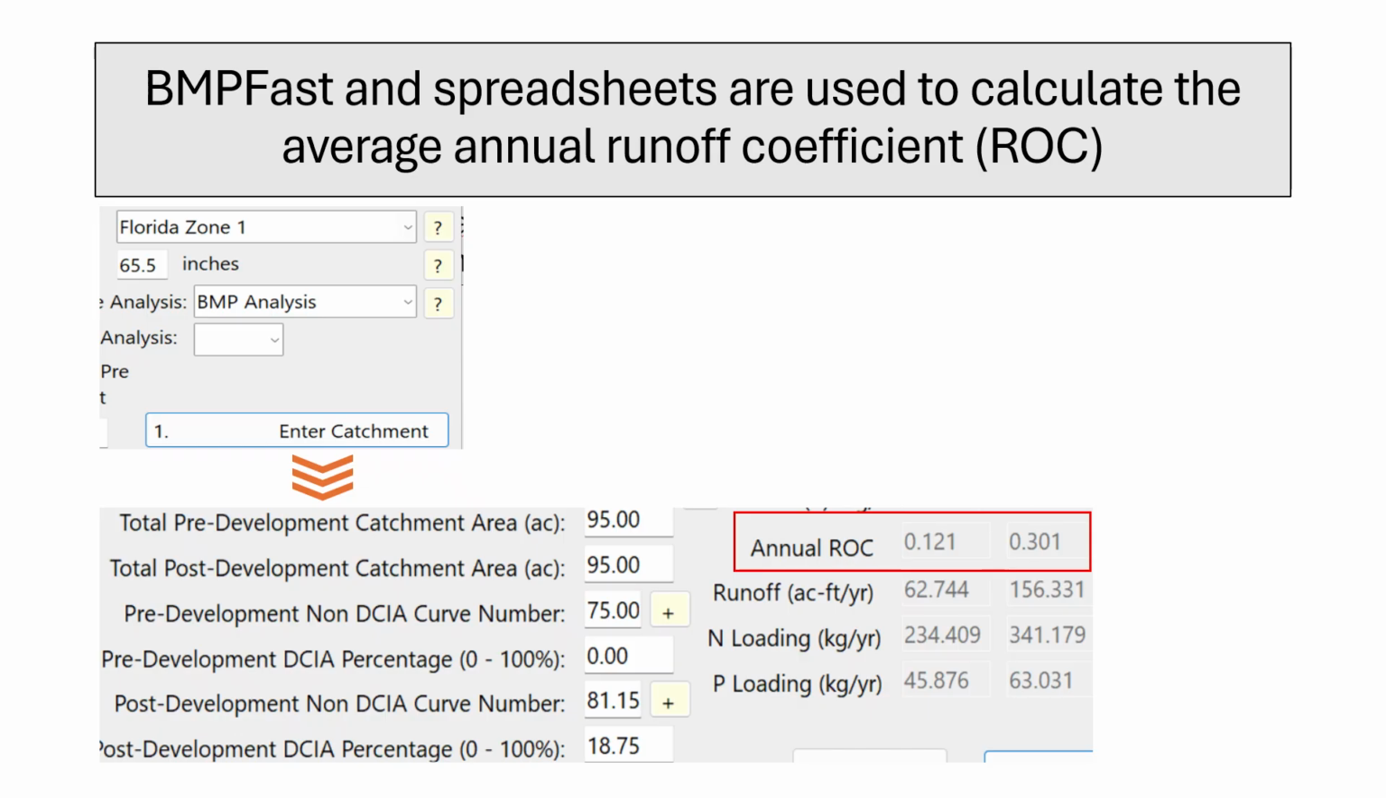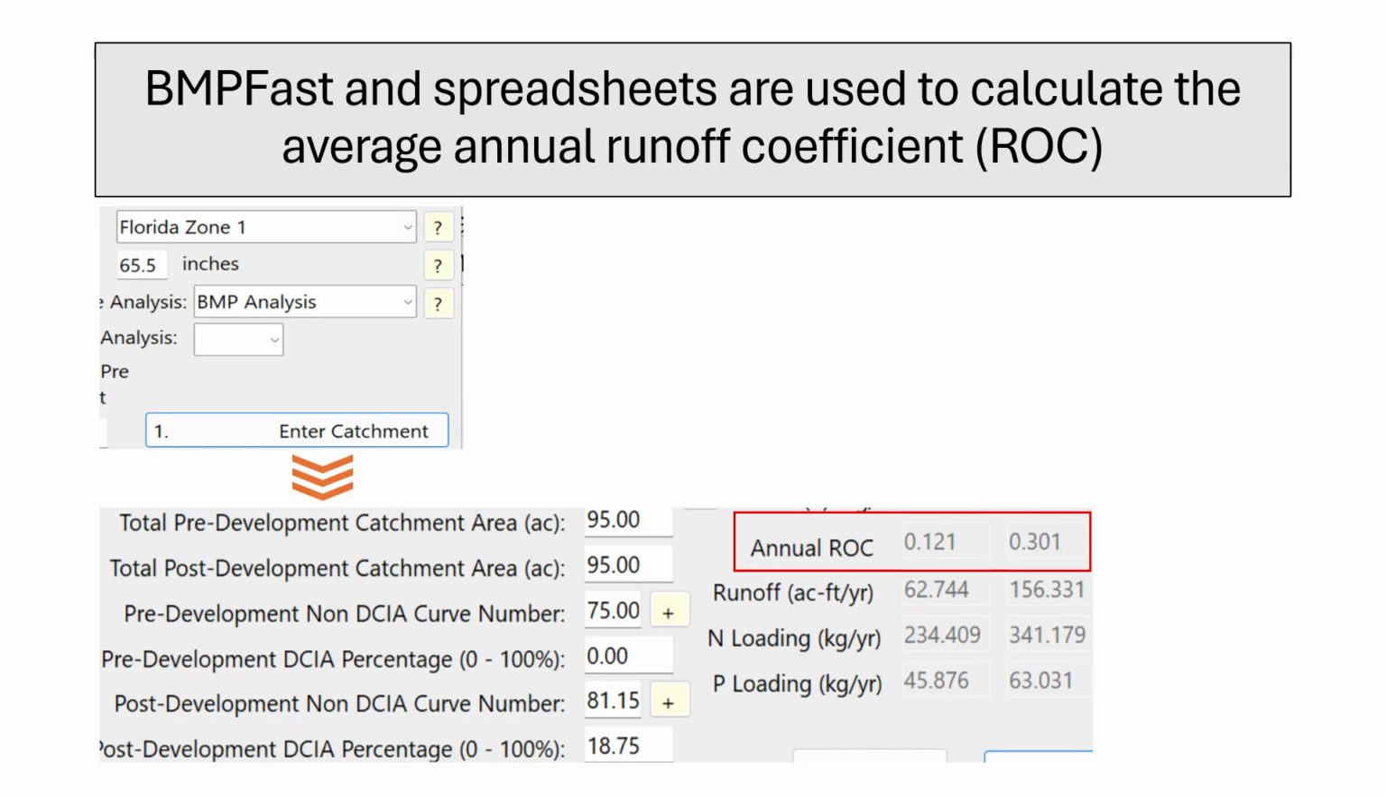These methods are highly recommended due to their speed and accuracy, which are invaluable for these types of calculations. Furthermore, they allow for a robust sensitivity analysis, enabling us to quickly assess how changes in parameters like the curve number, directly connected impervious area, or other catchment characteristics can influence the final runoff coefficient.